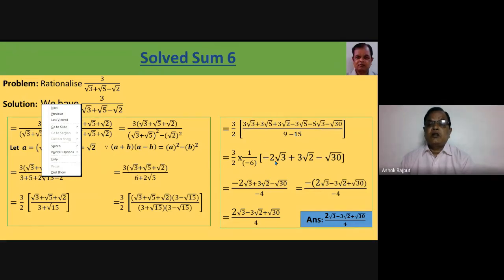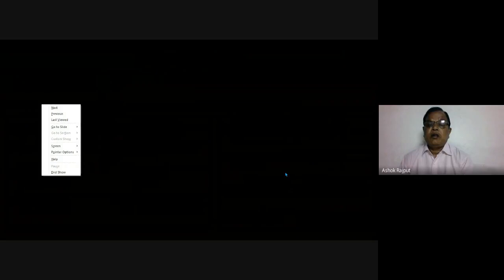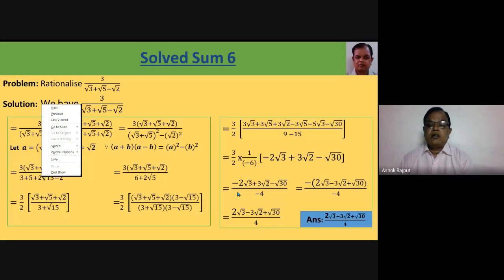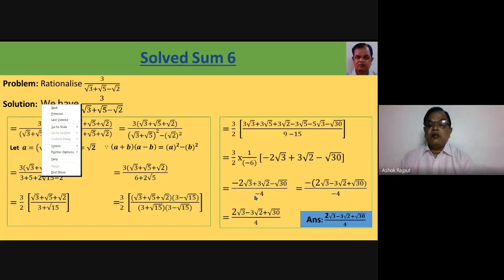3 root 3 is minus 2 root 3, and the remaining terms are 3 under root 2 and minus under root 30. So we have written in sequence minus 2 root 3 plus 3 root 2 minus under root 30, and in the denominator we can cancel here: 3 ones are 3, 3 twos are 6, and here 2 twos are 4. So we have written here minus 4.